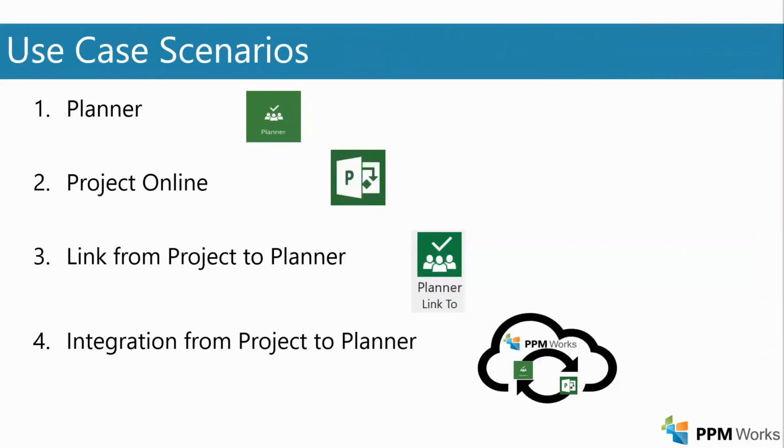So the use case scenarios we'll go through as listed there would be Planner first. We'll take a look at what Planner looks like. Then we'll look at Project Online in the Project Professional specifically. And then we'll talk about the link from Project to Planner. That will be just the link where you're still not micromanaging the team, but they have the workspace in Planner to create their tasks and edit their tasks. And then finally, the full-blown integration from Project to Planner.